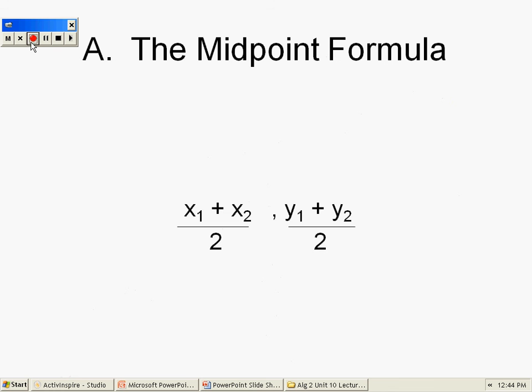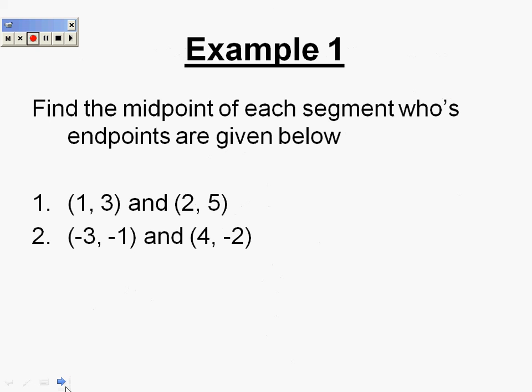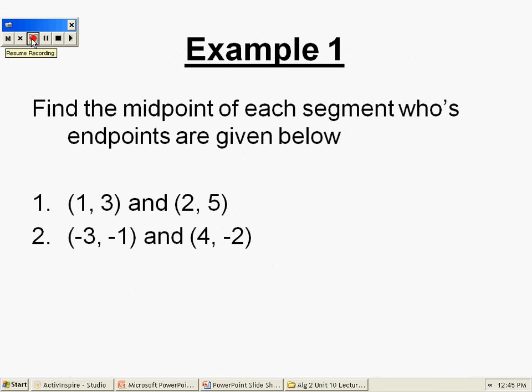Okay. Let's go ahead and do some example problems here. Go ahead and write down your directions in number 1. So we learned what the midpoint formula was. This problem is asking for the midpoint of each segment whose endpoints are given below. So these are endpoints here. It starts at (1, 3) and it ends at (2, 5). Our job is to find the middle point, the point that would be right between those.